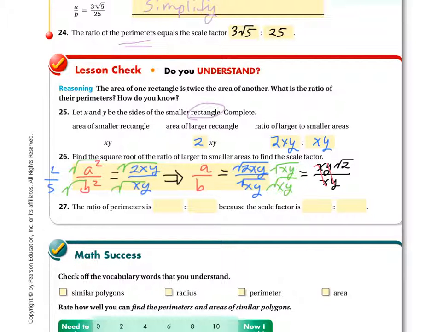So your ratio, and because it's a ratio, you are going to write it over 1. It's a ratio. You have to have it as a fraction. And so the ratio of the perimeters is square root of 2 to 1, because the scale factor is square root of 2 to 1. So that was a lot of work to get there. So make sure you have your notes handy when you're doing your homework tonight.